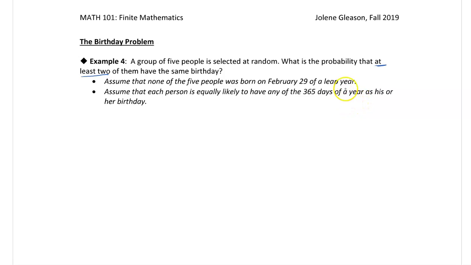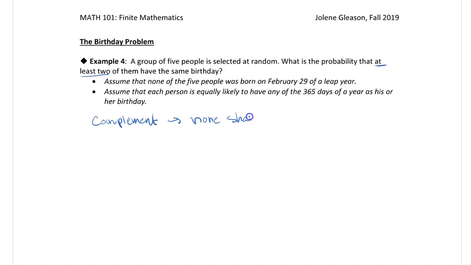Now, this says at least 2. That's not quite at least 1, which was the keyword I told you to look for with complementary counting. But if you think about it, at least 2 people sharing a birthday is 1 pair of people sharing a birthday. So another way to say this is, what's the probability that at least 1 pair of people share a birthday? Let's try doing the complement. What is the complement of at least 2 people sharing a birthday? It is none share a birthday.